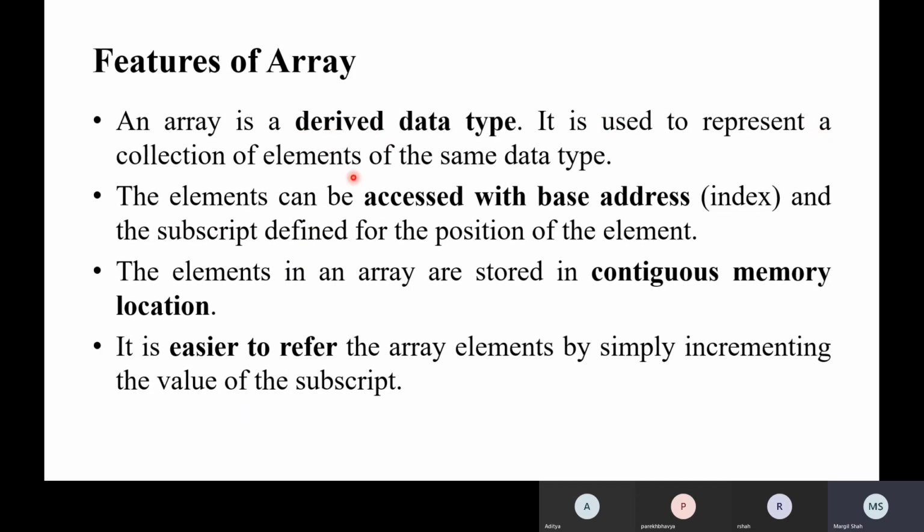It is used to represent a collection of elements of the same data type, right? This is the important thing, a collection of elements of the same data type, that you need to understand, because if we change this word from same to different, now this is not an array, this is something else. It may be a structure, it may be a class, it may be a union or something like that, right? Class is again not part of C, it's part of C++.